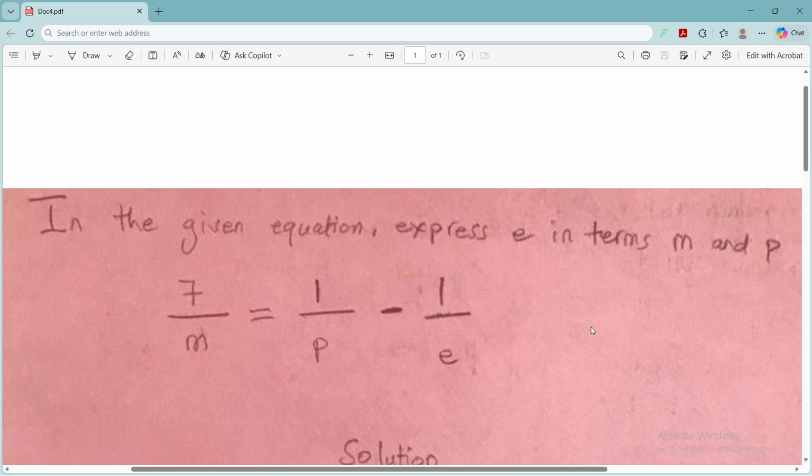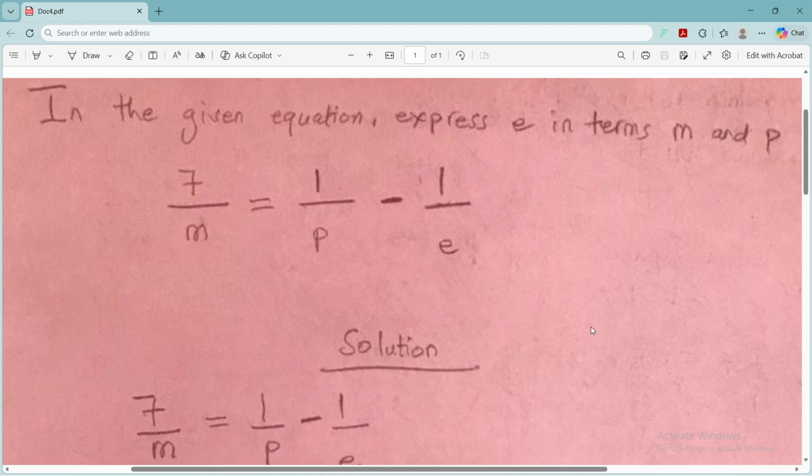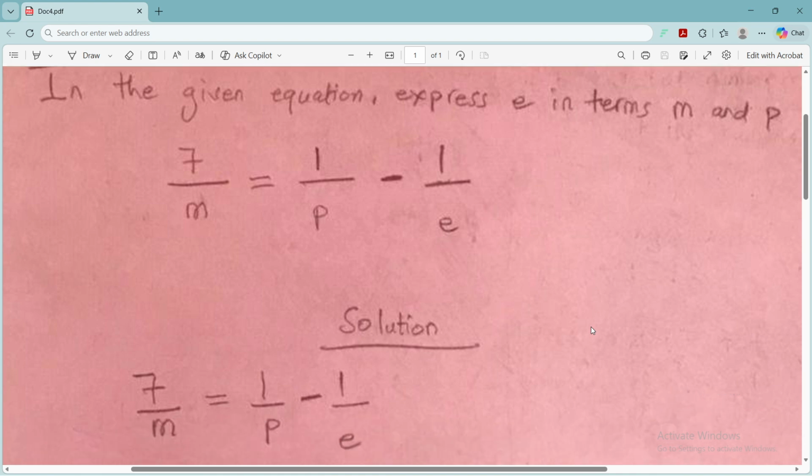Okay, so our solution. Our given equation is the fraction 7 divided by M equals the fraction 1 divided by P minus the fraction 1 divided by E, right? So on the right hand side of the equation, which is the fraction 1 over P minus the fraction 1 over E, we are dealing with subtraction of fractions, right?